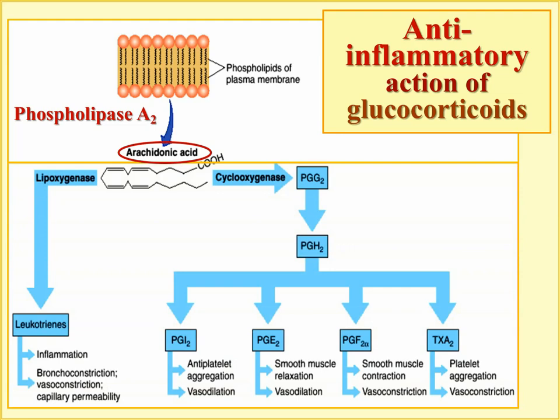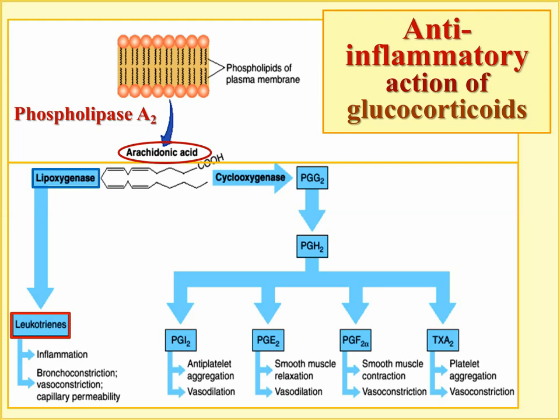You can see that metabolizing of arachidonic acid can convert it into a number of substances. Under the action of lipoxygenase, arachidonic acid is converted to leukotrienes. Inflammation, bronchial constriction, high capillary permeability, vasoconstriction, the number of effects, they all are effects of inflammatory or allergic processes, of leukotrienes.